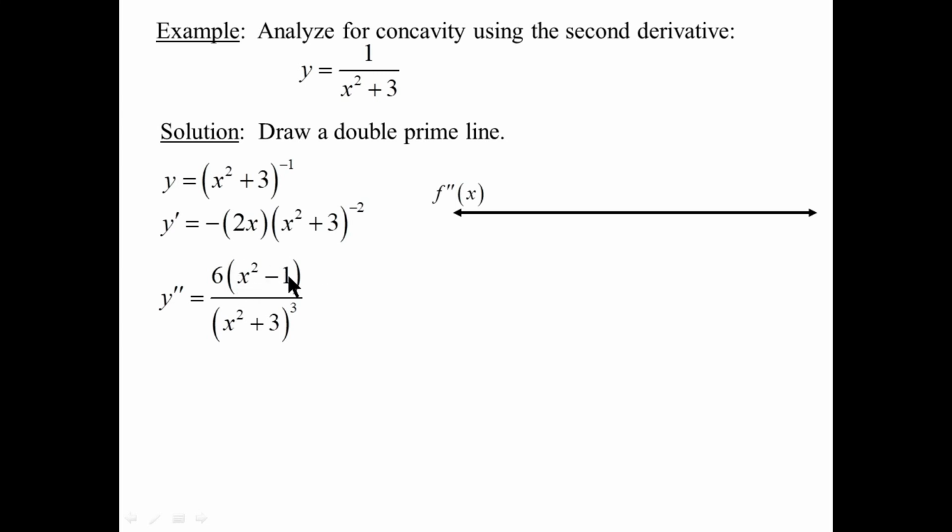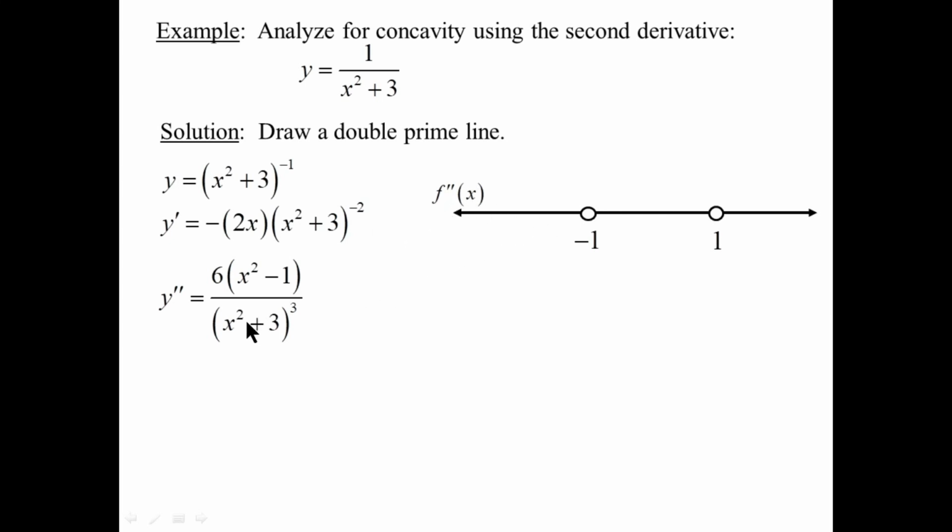Now we can see that x can be plus or minus 1 from this numerator factor because the denominator will always be positive. Something squared plus 3 is positive because squares are positive. And just look at the numerator and set it equal to 0, which means that x squared minus 1 has to equal 0, so x is plus or minus 1. Put them on the double prime line and start evaluating the intervals.